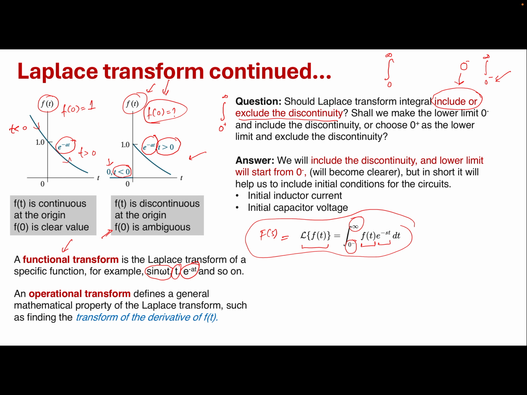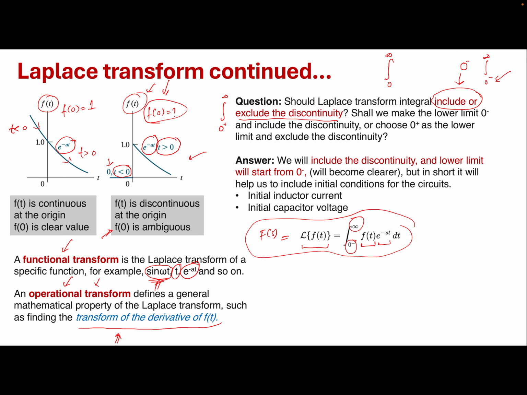I can also define a Laplace transform of a mathematical operator, right? For example, an integral is a mathematical operation. Taking a derivative is a mathematical operation. So I can define the Laplace transform on mathematical operations as well, and that is known as an operational transform. For example, if you are taking a transform of a derivative of f of t, this is known as an operational transform. If you're taking a Laplace transform of sine of omega t, this is known as a functional transform. So I'm just introducing a couple of other terms that we are going to use in the rest of the lectures as well.